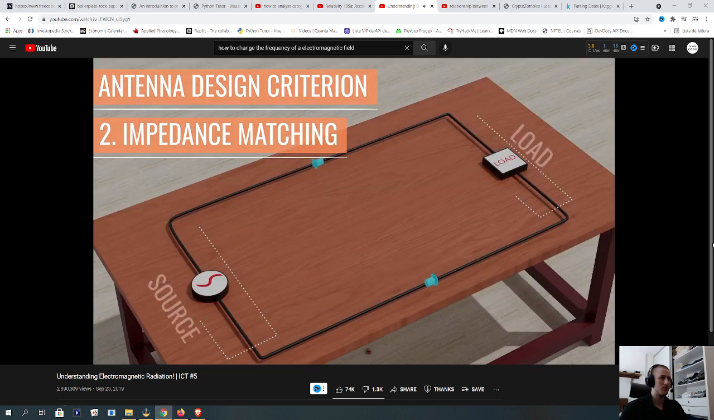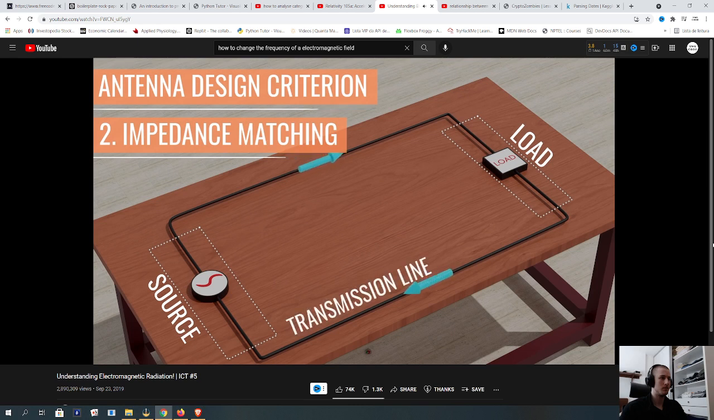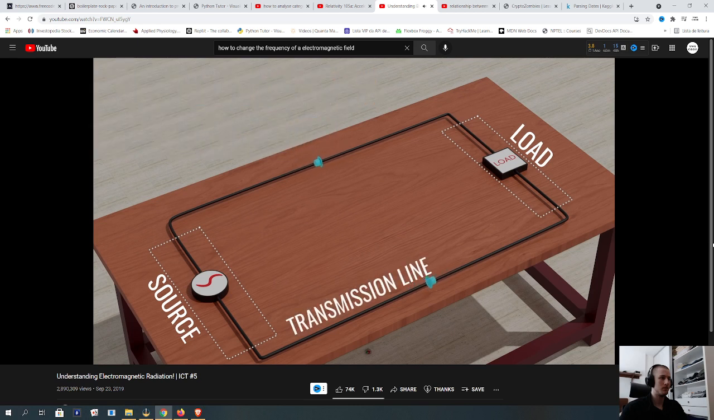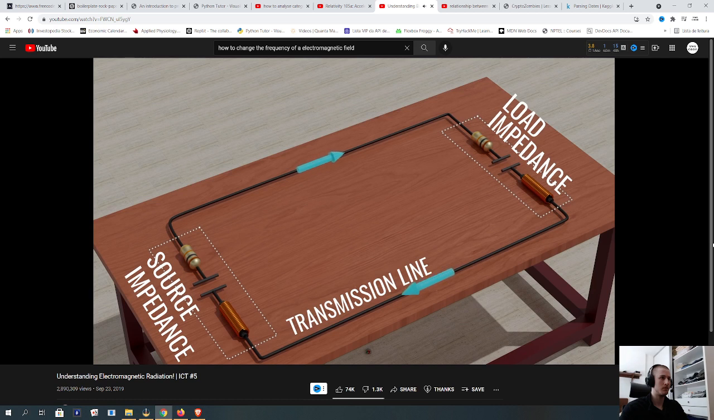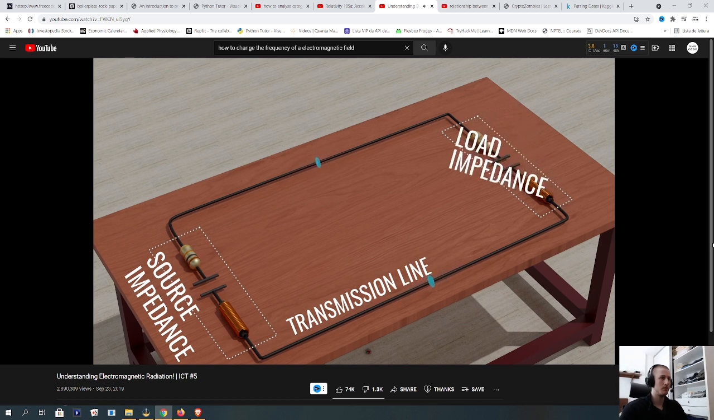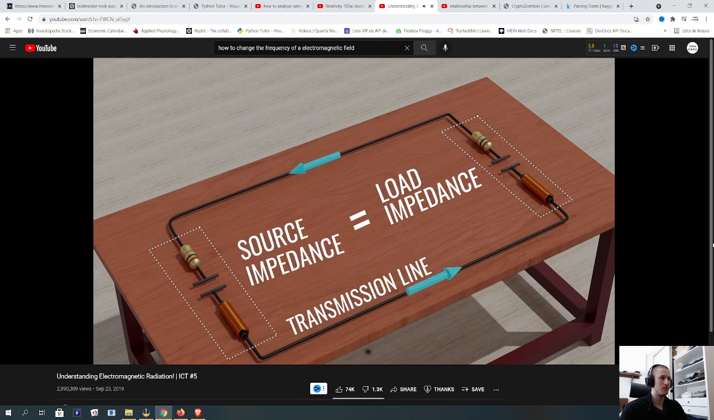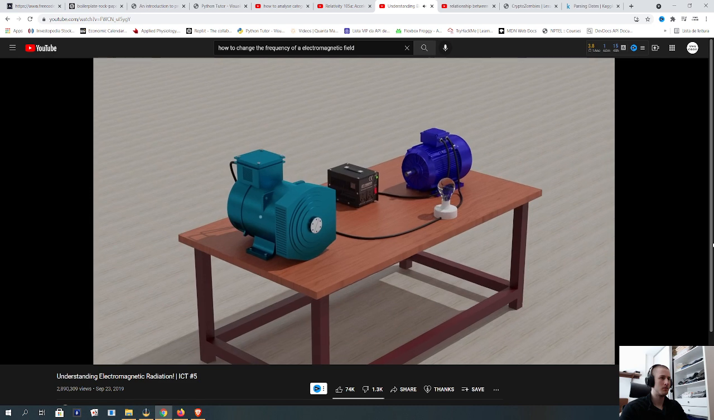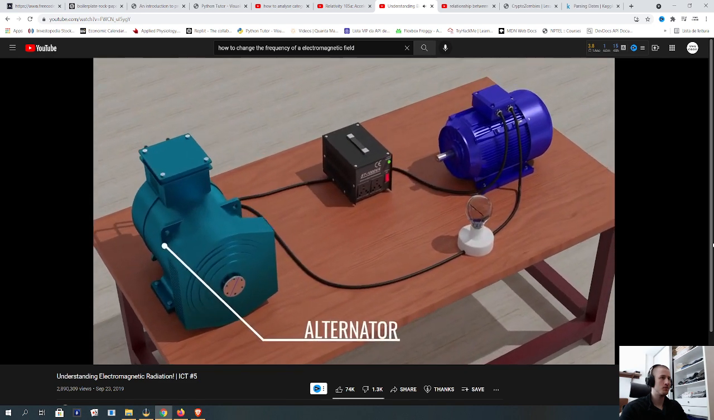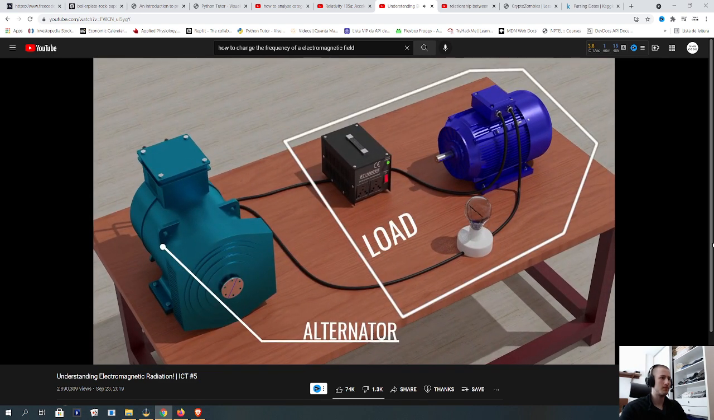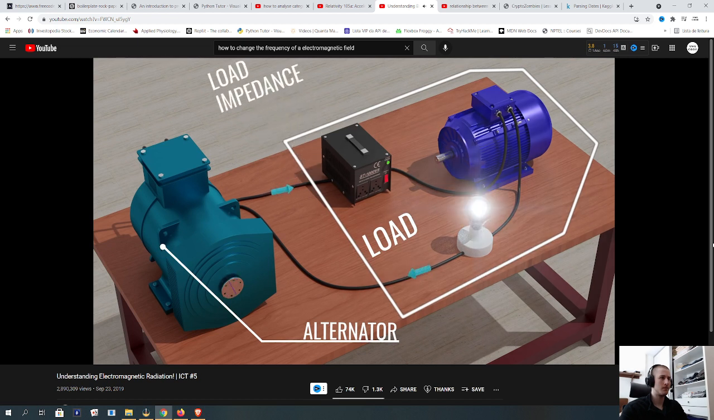When an alternating current passes through a circuit, it faces opposition from the combined effects of resistance, inductance, and capacitance. This combined effect is known as impedance. According to the maximum power transfer theorem, to transfer the maximum amount of power, the load impedance should match the source impedance. For further understanding, let's take an example of a circuit containing an alternator as a source and a motor, bulb, etc. as a load. In this setup, to achieve maximum power transfer from the alternator to the load, the impedance of the load must match the impedance of the alternator.